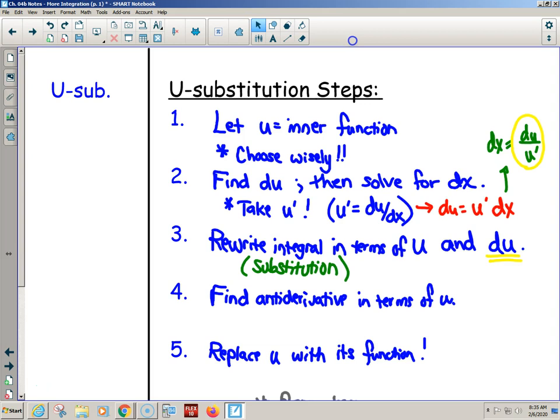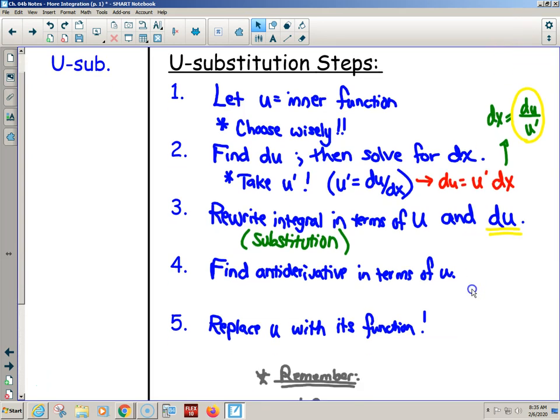Step 4 is find the antiderivative in terms of u, like we just did, 1/3 u cubed plus c. Step 5 is replace u with its function, get it back in terms of the original variable, x or t or theta or whatever it was. And then a remember. Ooh, a remember. Do you remember?